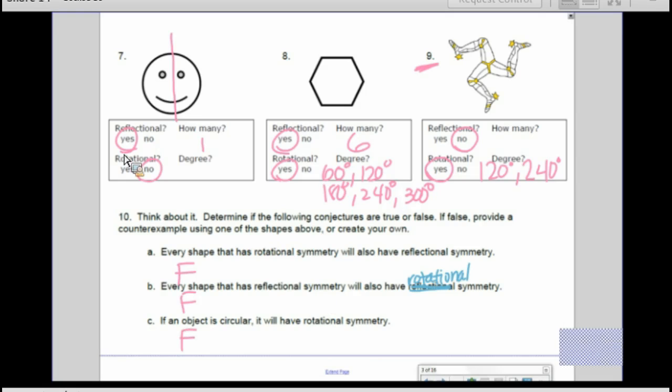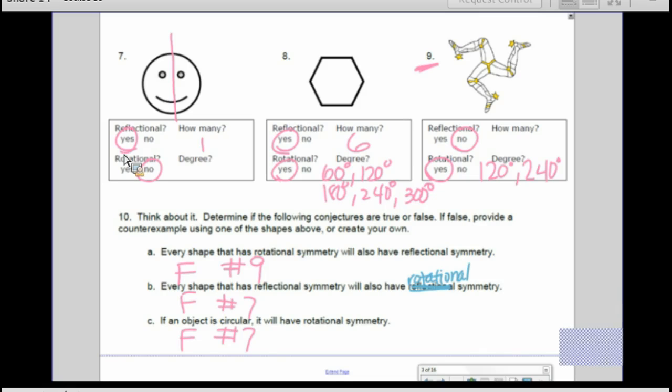So I got 10A, a counterexample could be number 9. 10B, a counterexample could be number 7. And 10C, it could also be number 7. I was trying to pick ones that were on this side of the page so we could see them and talk about them. So let's look at number 9.